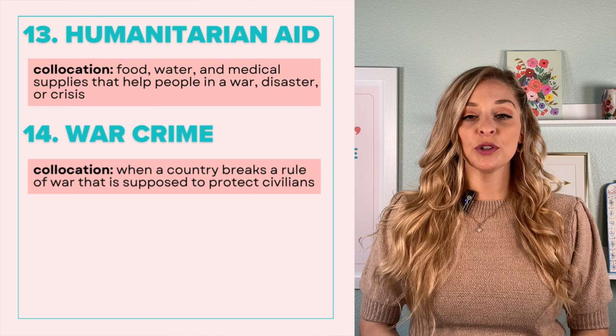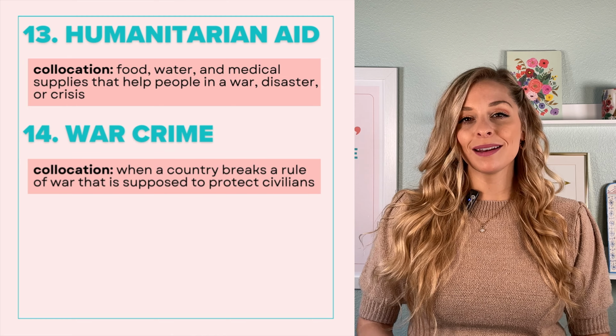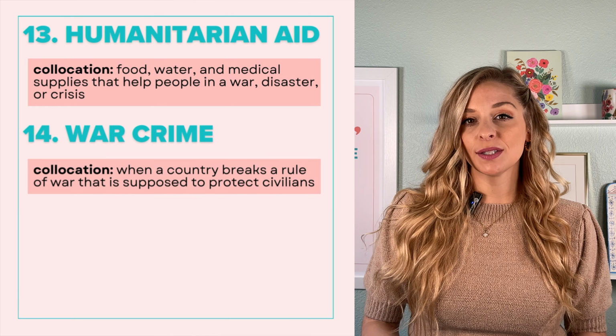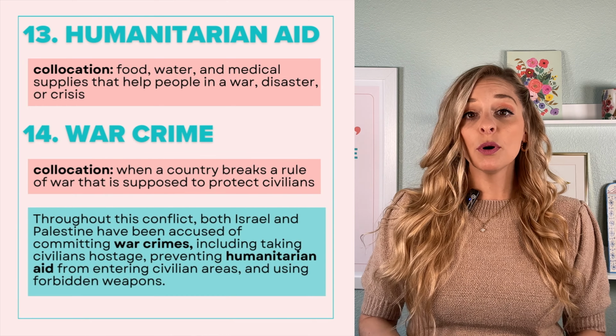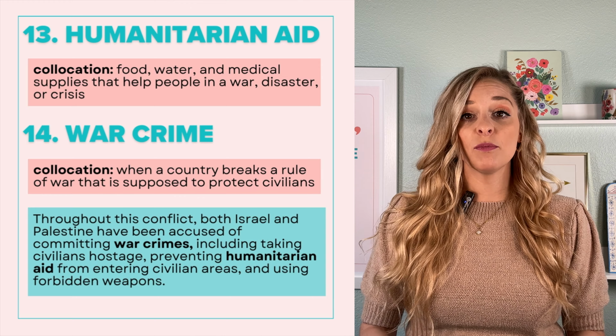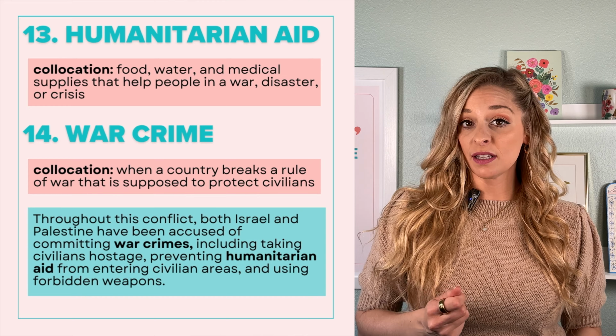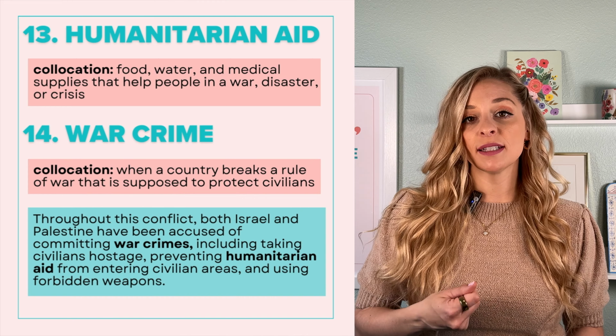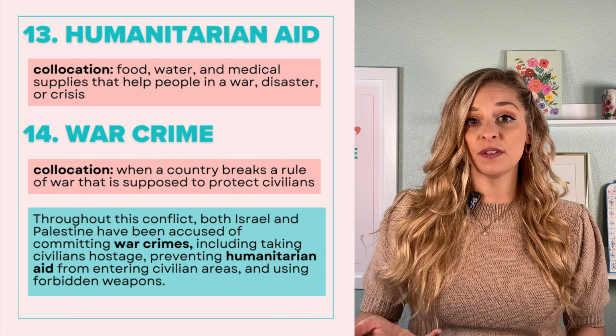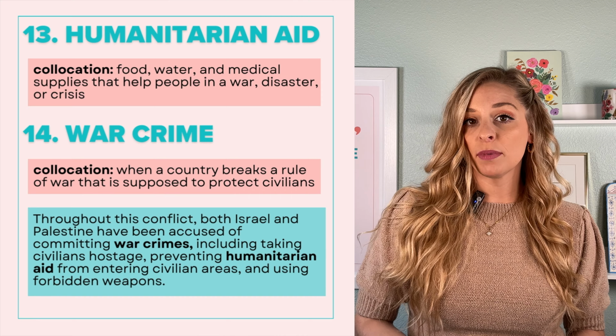This is when a country breaks a rule of war that is meant to protect civilians. Throughout this conflict, both Israel and Palestine have been accused of committing war crimes, including taking civilians hostage, preventing humanitarian aid from entering civilian areas, and using forbidden weapons.